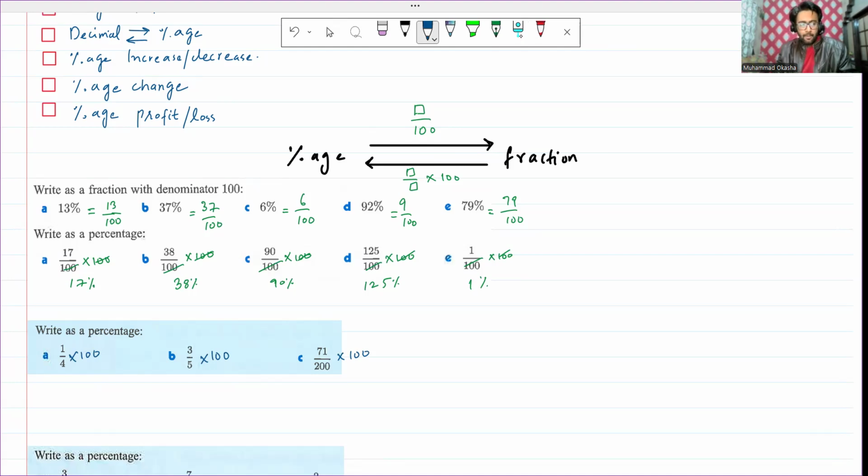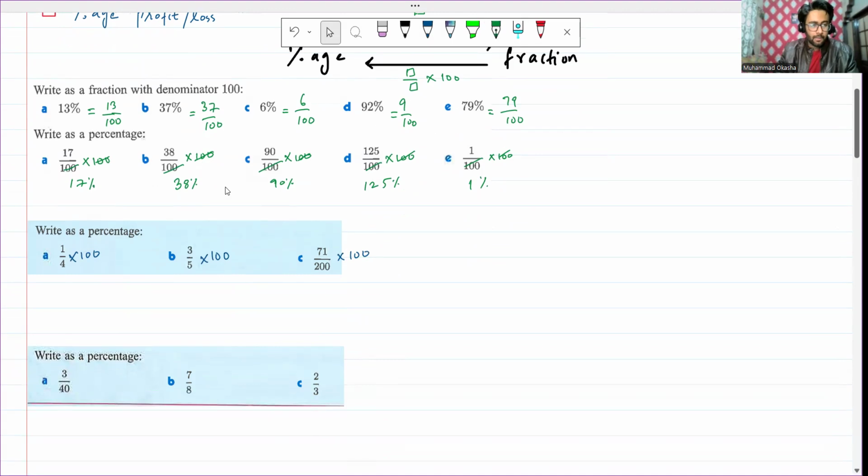Okay. Next, write as a percentage. So you're given a fraction and you have to write it as a percentage. We're going to do nothing except multiply it by 100. That's it. Okay, and you can work it out in the calculator.